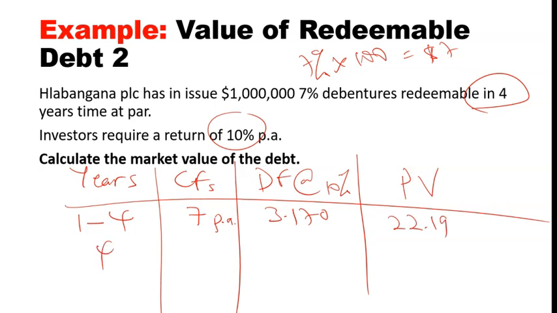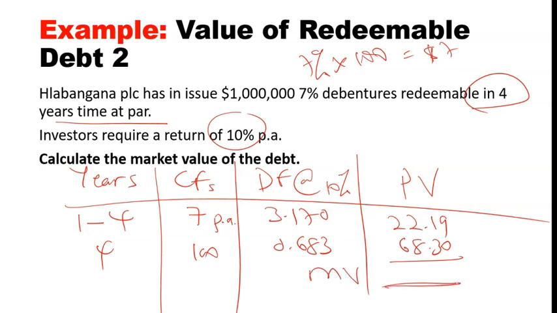And then for year 4, that's the capital repayment. Okay, and this one is going to be redeemed at par, that is $100 nominal. Okay, and the discount factor that year would be 0.683, so that's 68.30. If you add up, you get the market value of debt, that is 90.49.